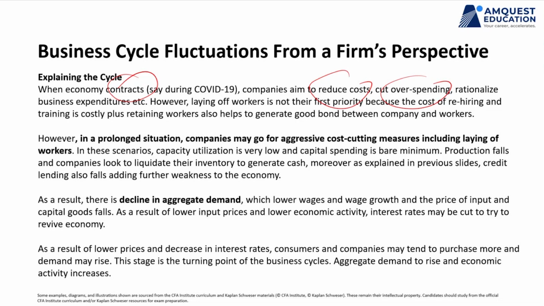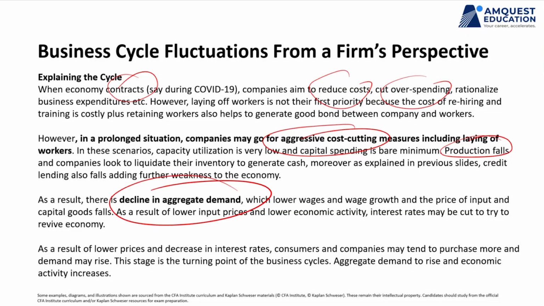cost. But if the contraction becomes very long, then they'll have to go for aggressive cost cutting. And at this stage, they may end up removing people, firing people, laying off the workers, and so on. Clear? So it depends on how long it is. If the contraction is small, they won't lay off. If it's longer, then they may have to lay off people, right? And they'll have to start spending less on capital intensive cost, right? Obviously, with prolonged production fall, people try to liquidate what they have. Like COVID time, all the inventory was liquidated. They try to generate cash from the inventory. They're not buying much because demand had fallen, right? So decline in aggregate demand is there.